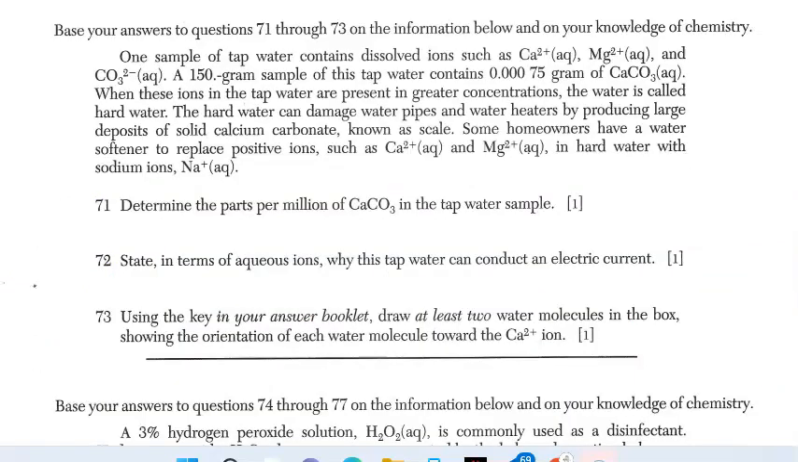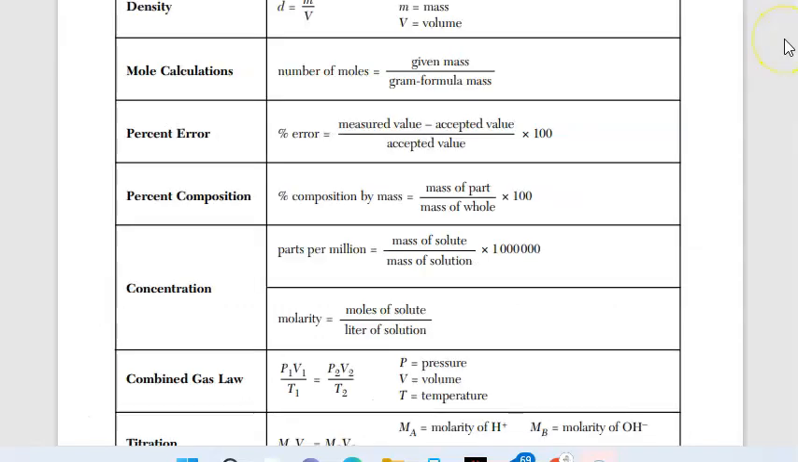All right, for these 3 questions, 71, 72, and 73, I have a reading passage here talking about dissolved ions in water. And question 71, we have to determine parts per million of calcium carbonate, CaCO3, in tap water. Well, just like before, we have the equations on reference table T. This one doesn't come up that often, so let's go and check that out. All right, here we are at reference table T, and we're dealing with parts per million, which is going to be here.